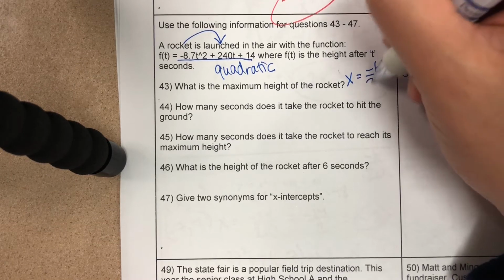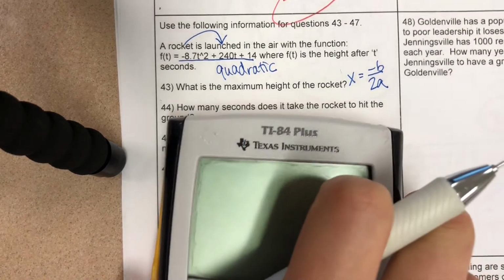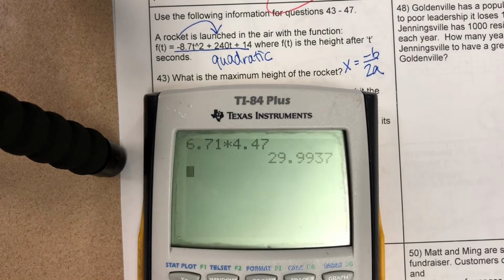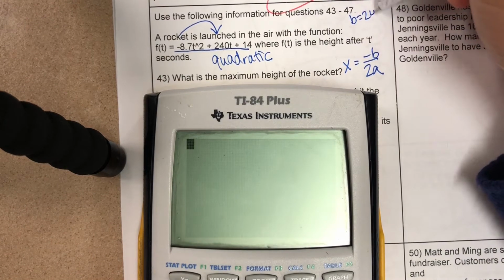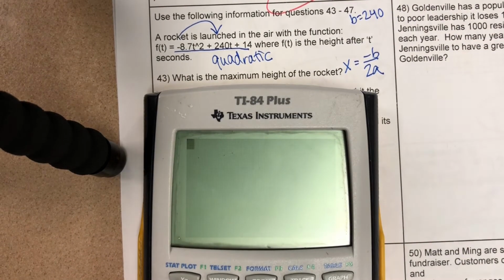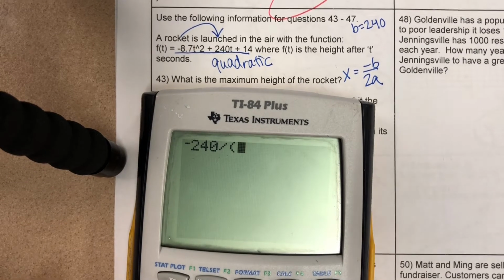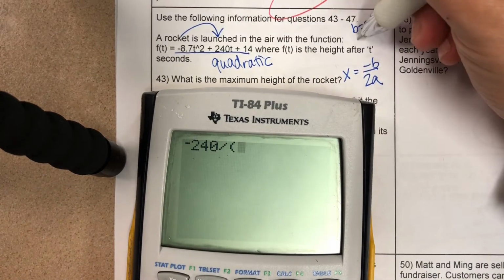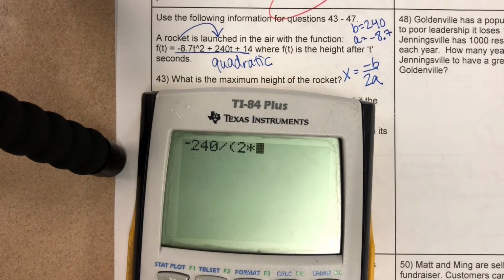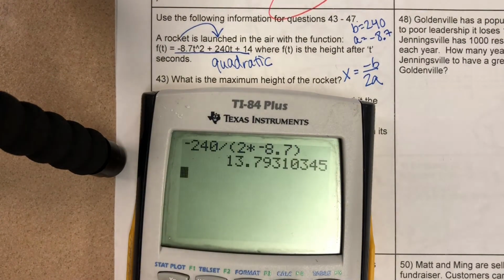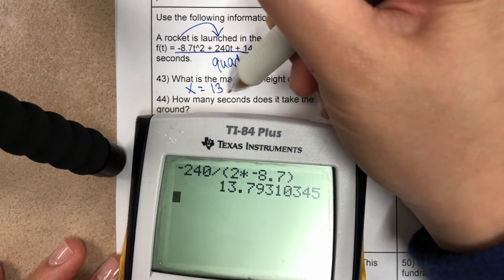X equals negative b over 2a is going to give you your maximum or your minimum, which is your vertex. So negative b. My b value is right here. B equals 240. So negative b is going to be negative 240. I'm going to divide that by 2a, and I need to put 2a in parentheses. My a value here is negative 8.7. So 2 times negative 8.7. I'm going to have my answer. So x equals 13.79.